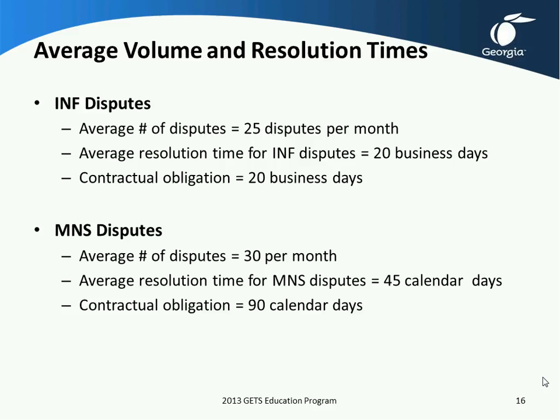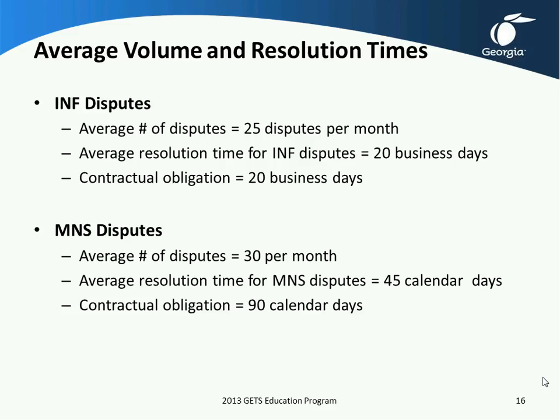I just wanted to put some averages in there in terms of how long it's been taking. Granted, this is not for every single dispute. This is just the average. The average number of disputes for infrastructure is right at around 25 per month. The average resolution time is about 20 business days. Again, the contractual obligation is 20 business days.